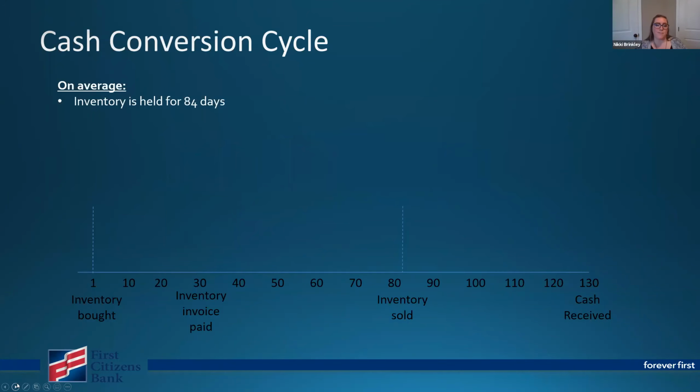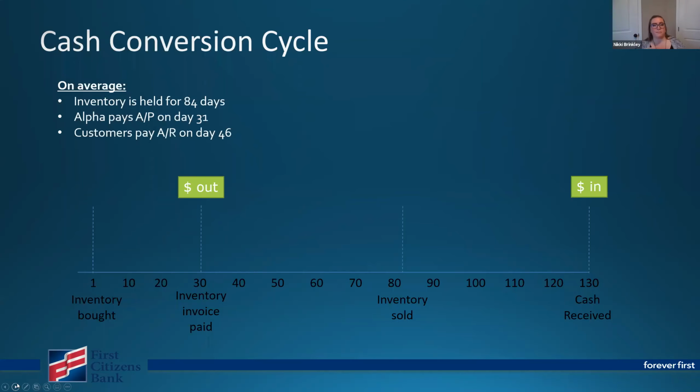So we can move on. So we'll say that the business is Alpha, and Alpha pays their accounts payable on day 31. So they bought the inventory on day 1. They had a term, so on day 31, they paid out. So we'll go to the next one. And then the customer pays on day 46. So you can see there's a long span of time between when you pay for the inventory to when cash is collected. So we'll go on to the next slide.